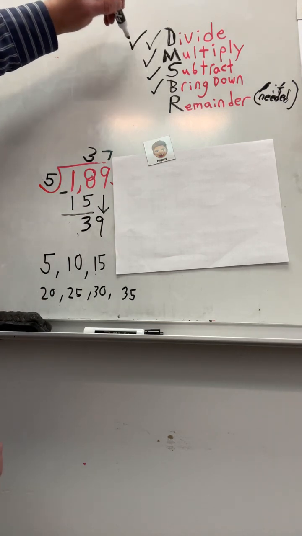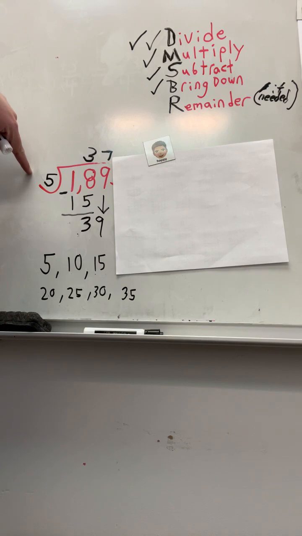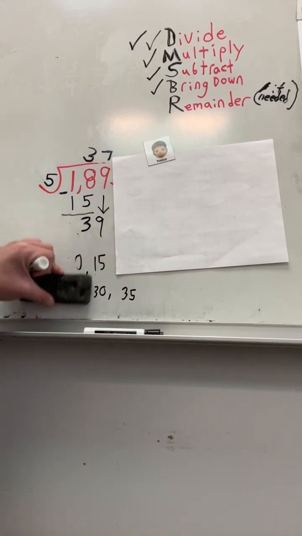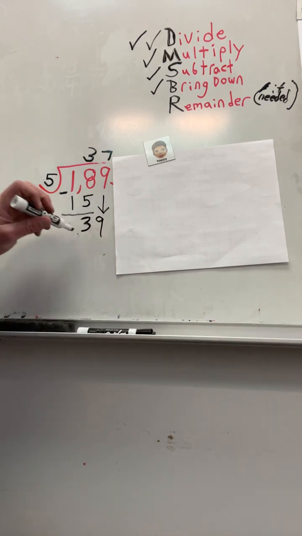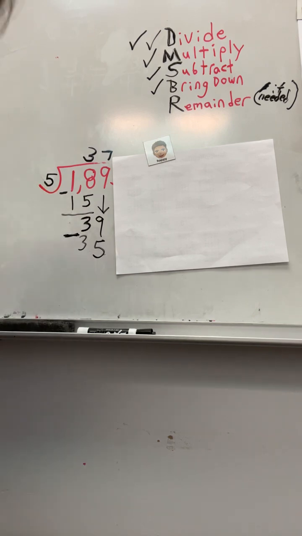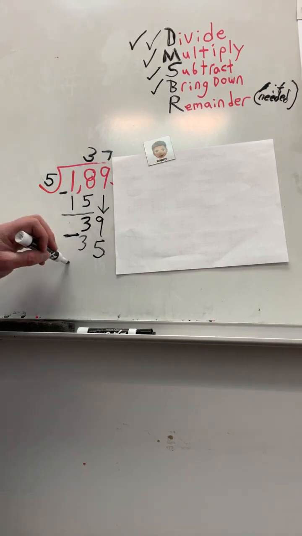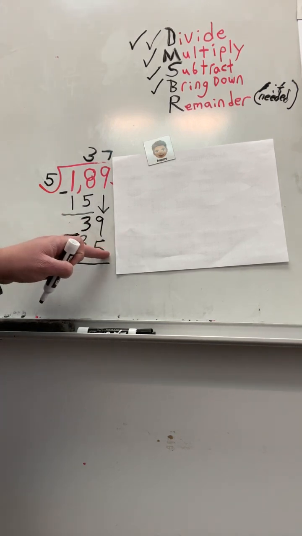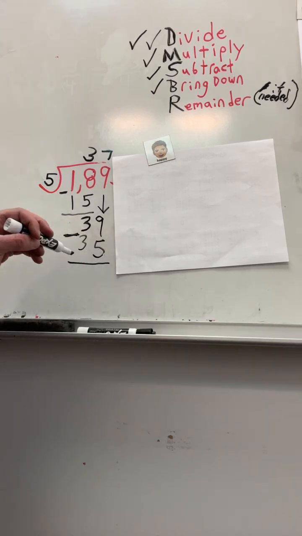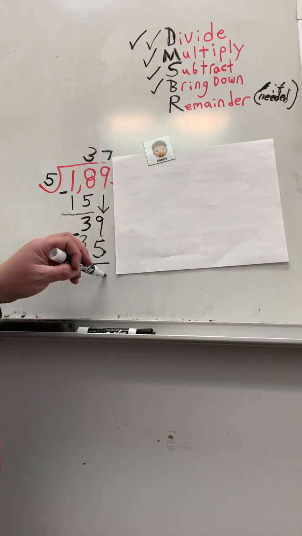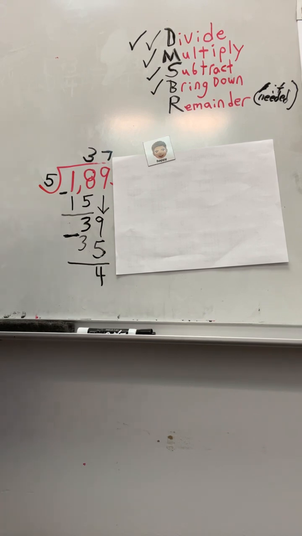So now we divided. Now the next step, we can multiply 7 times 5, or you can simply just look at the final number that you landed on when you skip counted. 35 was the closest I got to 39 without going over. So 35 is what we subtract. So 39 minus 35. 9 minus 5 equals 4. 3 minus 3 equals 0. So we have 4 left over.